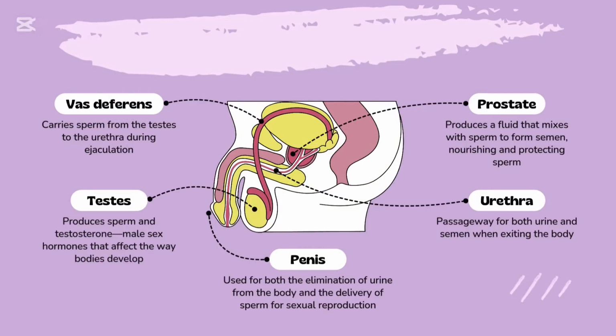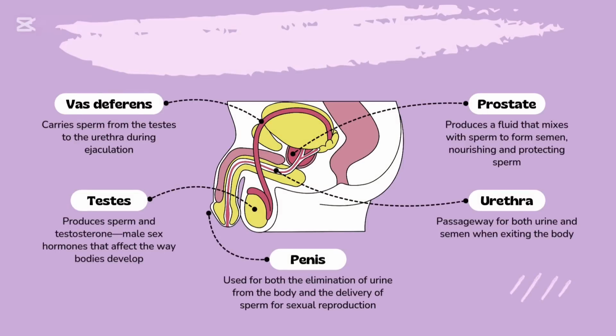The seminal vesicles produce a fluid that nourishes and protects sperm. The prostate gland produces seminal fluid that enhances sperm motility. The bulbourethral glands, or Cowper's glands, secrete a lubricating fluid into the urethra. The urethra carries urine and semen out of the body, acting as a shared passageway for the reproductive and urinary systems.